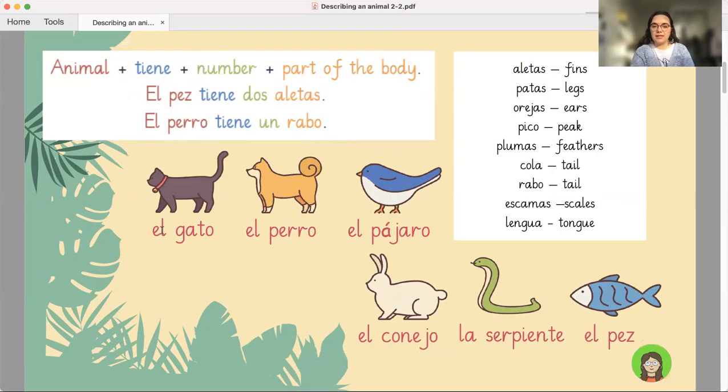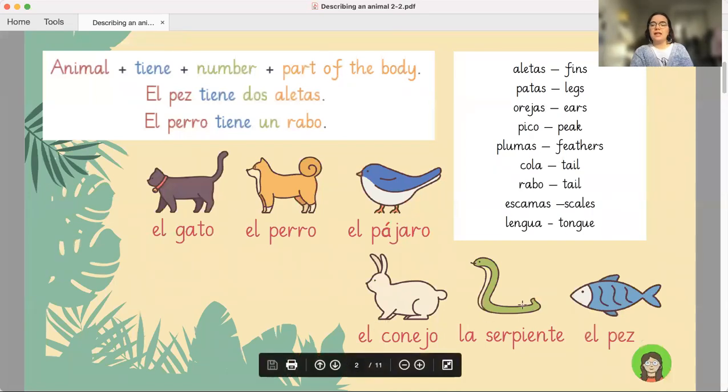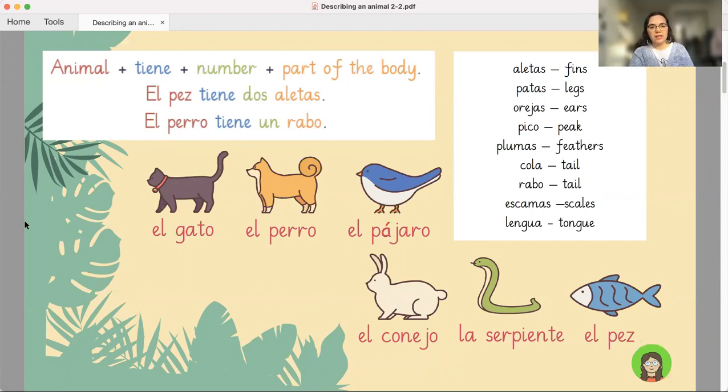Last week, we learned 6 different animals: el gato, el perro, el pájaro, el conejo, la serpiente, el pez, and we learned different parts of the body for those animals. We also wrote some sentences describing those animals. As you can remember, we used this structure: the animal tiene, which is has, number, and part of the body. So we said, el pez tiene 2 aletas.